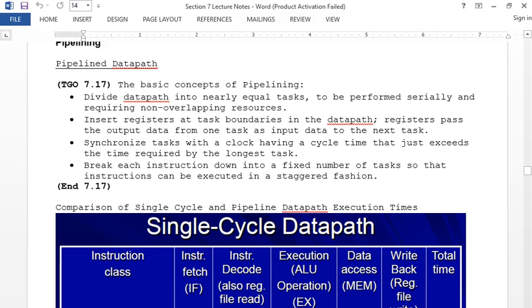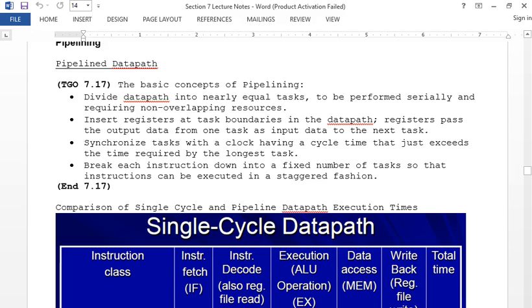Next, we want to insert registers at task boundaries in the data path. What I mean by registers is that between instruction fetch and instruction decode, you're going to have a buffer. It holds for some amount of time until the next clock pulse comes through, and then you start again. I'll be describing how this works in more detail. Registers pass the output data from one task as the input to another. Synchronize tasks with the clock, having a cycle time that just exceeds the time required by the longest task.